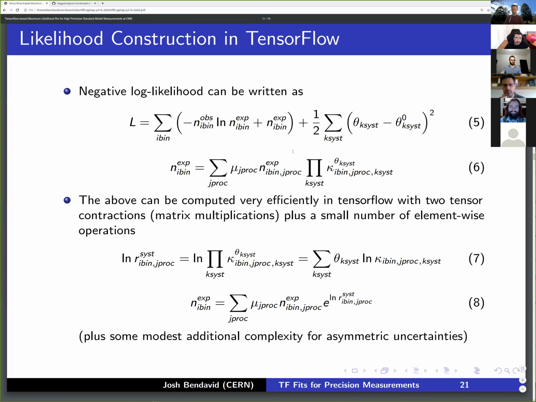Likewise, the expected number of events from each process in each bin can be represented by this multiplication of the effect of each systematic uncertainty. But in the log space, this multiplication is a sum. And so it's essentially another tensor contraction of log kappa with the expected yields. And so the whole thing can be represented by essentially 2 matrix multiplications, plus, as I said, a modest amount of additional things, some complications for the asymmetric uncertainties.